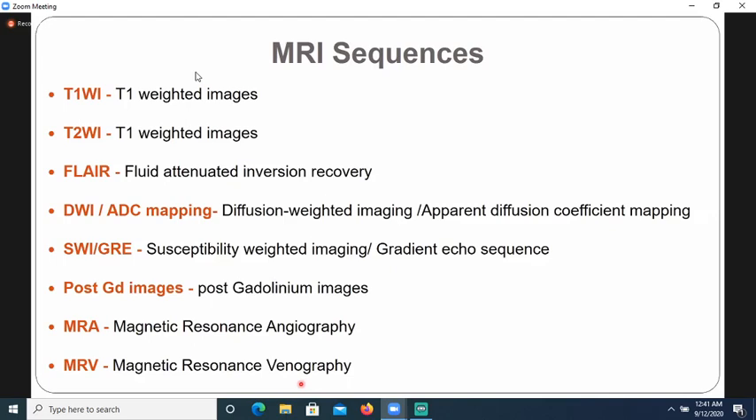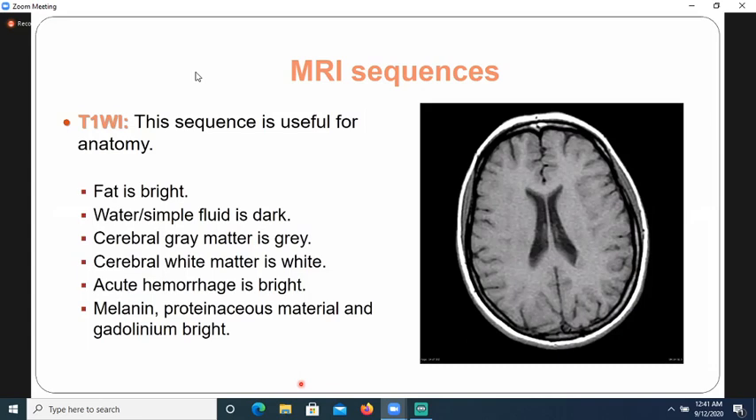The T1 weighted sequence is useful for the study of normal anatomy, in which the fat is bright, meaning the subcutaneous fat is white. The water or a simple fluid, whatever the normal fluid is, it is black. Cerebral gray matter, which is the cerebral cortex, is gray. Cerebral white matter is white. And the subcortical or deep white matter is white. Acute hemorrhage, melanin, proteinous material, and the gadolinium contrast, which I told you we use in the MRI, these are bright.